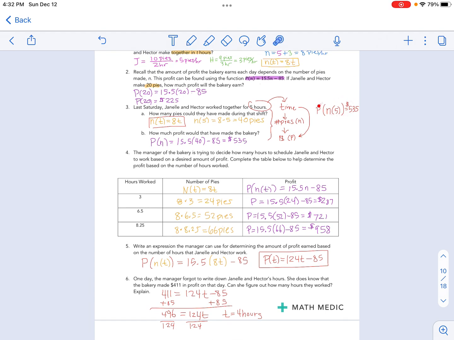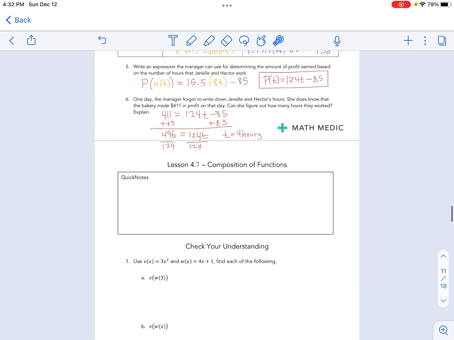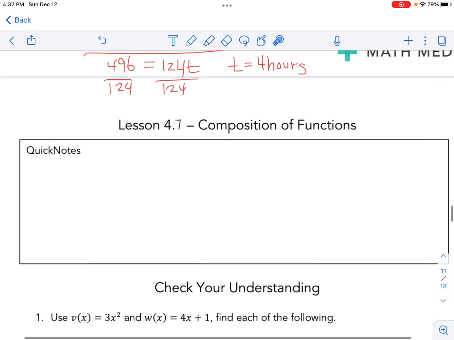So looking at this, what we're really focused on here is coming up with that composite expression, like right here and right here, putting one equation into the other so that we can have this composite expression and kind of skip the middle step. And in this case, skipping that middle step of finding the pies when all we were really concerned about was making the profit here.